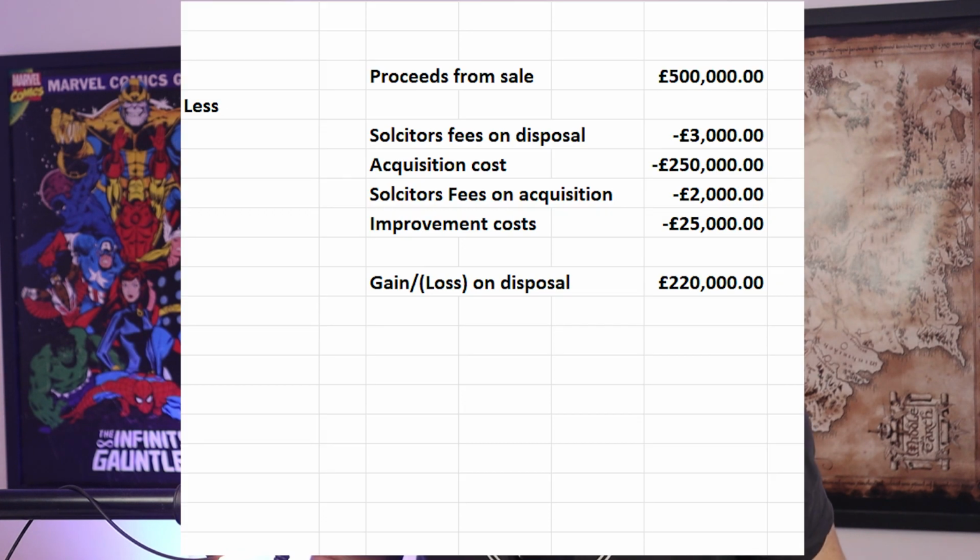In terms of actually calculating the gain that you'll need to declare to HMRC and potentially pay tax on, it will be the usual capital gains calculation. You take the proceeds from the sale, which is the amount that you sold it for. You then deduct any costs that are related to that disposal. Solicitor's fees would be a good example. You also deduct the cost of acquisition, which is the price that you paid for the property, and any allowable costs relating to that acquisition. Again, solicitor's fees are a good example. And then finally, you also want to deduct any improvement costs. So maybe you extended the property in this example. That should leave you with your gain or loss on disposal.